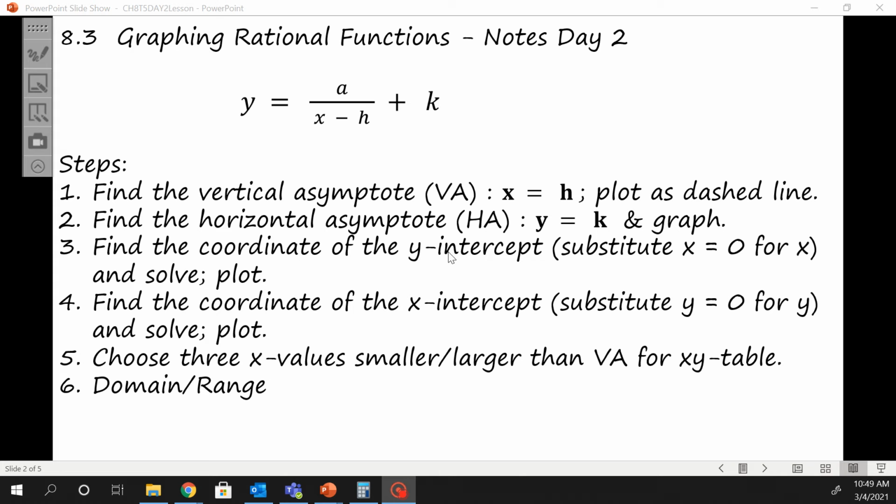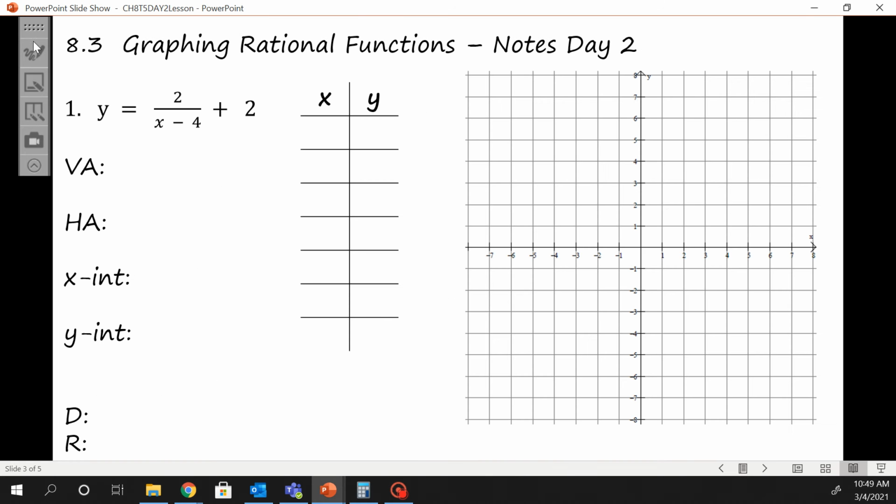Find the coordinate of the y-intercept. So y-intercept means substituting 0 for x. Find the coordinate of the x-intercept, which is 0 for y. And then we're going to make a table of values, 3 x values smaller than the vertical asymptote, and 3 x values larger than the vertical asymptote, and then identify the domain and range. So first we'll look at the first problem.